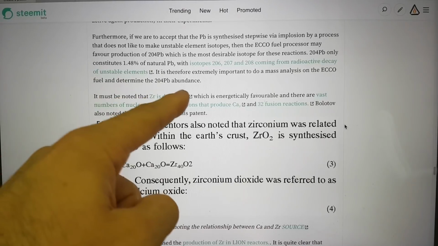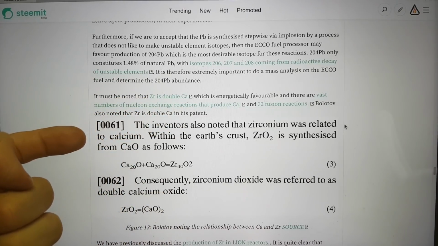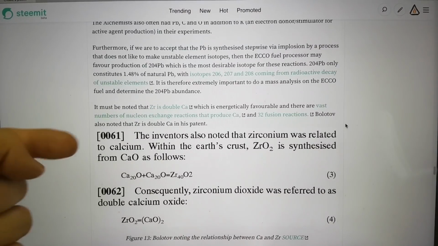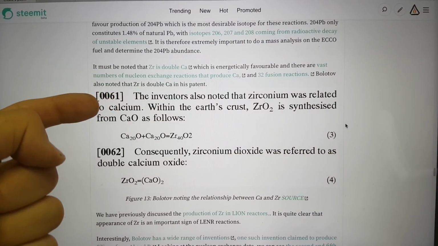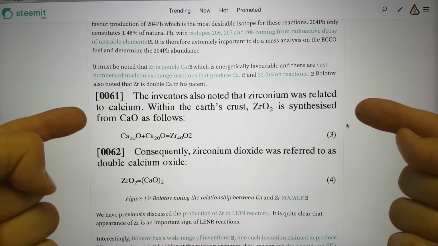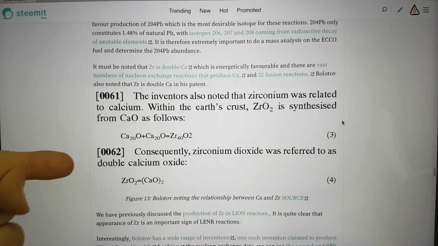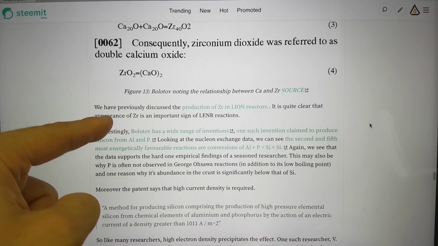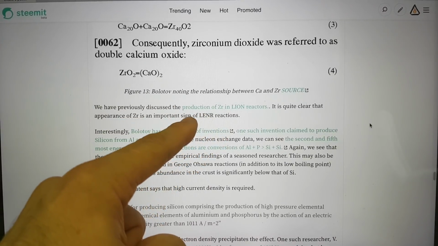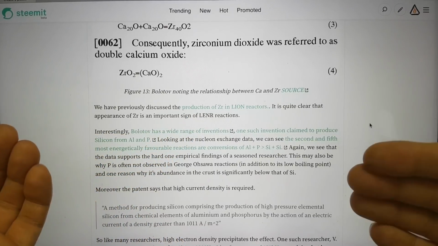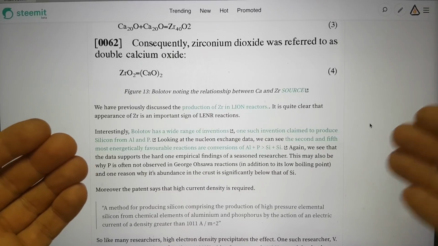Again, zirconium is double calcium, and that patent by Bolotov says this: the inventors also noticed that zirconium was related to calcium. Within the Earth's crust, zirconium is synthesized from calcium oxide as follows, and consequently zirconium dioxide was referred to as double calcium oxide. I also want to put in here that we've previously discussed the production of zirconium in LENR reactors, and so it's quite clear that the appearance of zirconium is an important sign of LENR reactions.